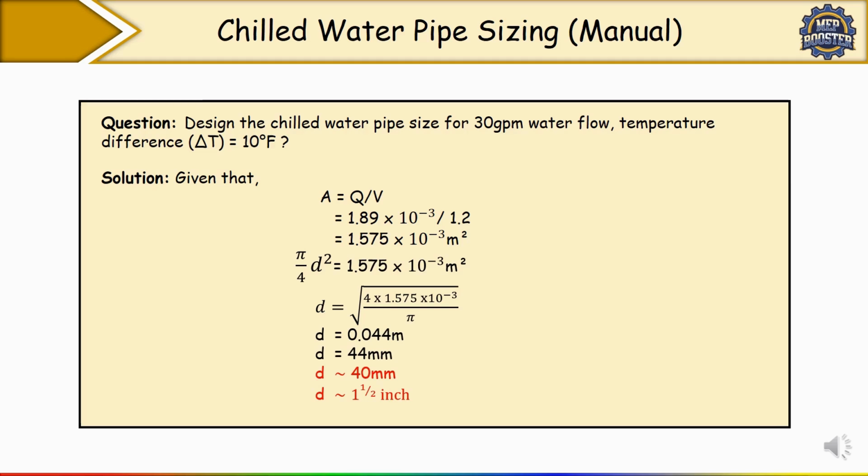So in this way you have to calculate the chilled water pipe size manually. Is it clear? And the velocity you always have to maintain is 4 FPS for better sizing.